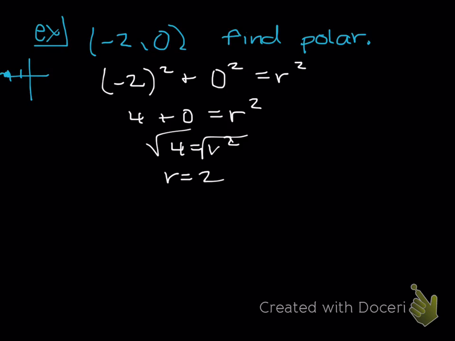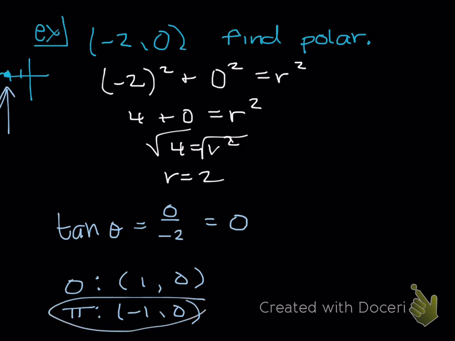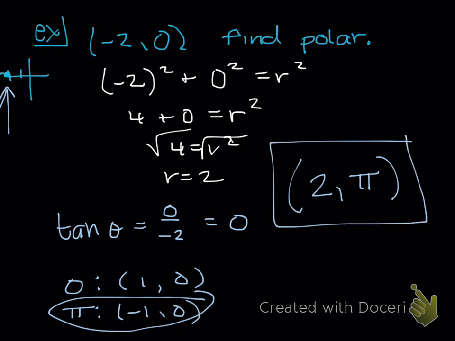And now to find our angle, we use tangent of theta equals y over x. So 0 divided by -2 is 0. And the only time we would get a coordinate of 0 is when it's 0, which is 1, 0, or pi, which is -1, 0. And based on the picture, we can see that that coordinate's located in the pi direction, not the 0 direction, so I can assume that that's my angle. So my polar coordinate is 2, comma, pi. And that is our polar coordinate.